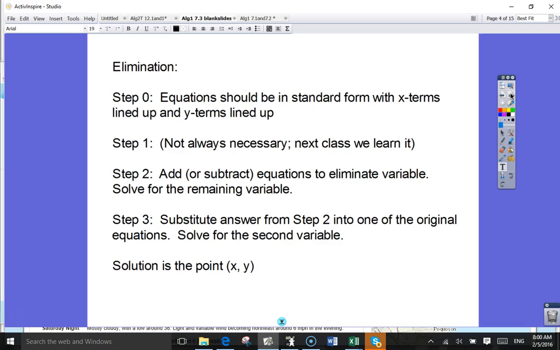Now, step 1, we're not even doing that one today. We're going to do that next class because that's the way it's presented, and it's not bad. That means our lesson's shorter today, and we can review a little bit before we take a quiz.